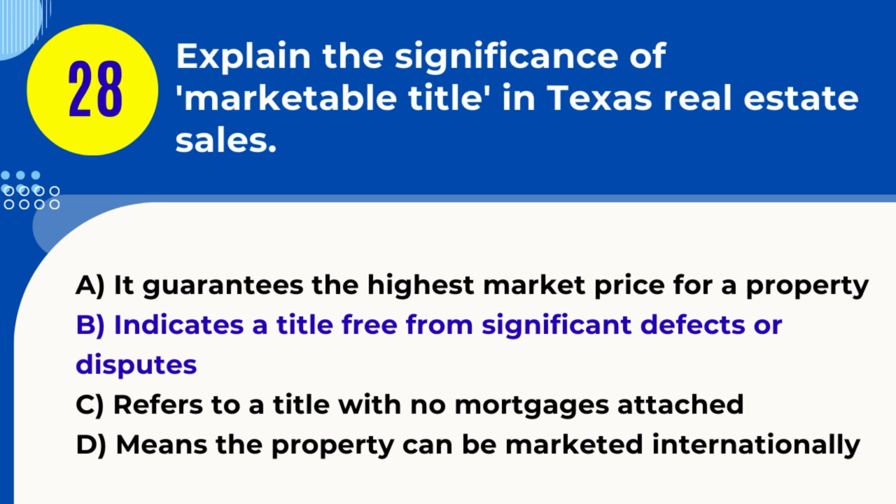Answer. B. Indicates a title free from significant defects or disputes. Explanation. Marketable title in Texas real estate sales signifies that a property's title is clear of significant legal issues, defects, or disputes that could hinder or challenge the transfer of ownership. It's an assurance to the buyer that they can acquire the property without legal complications.